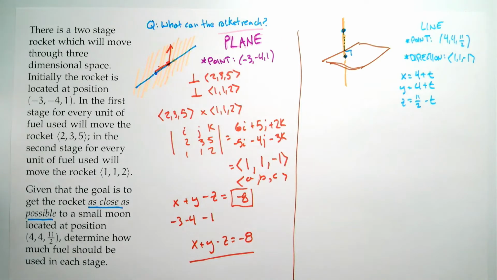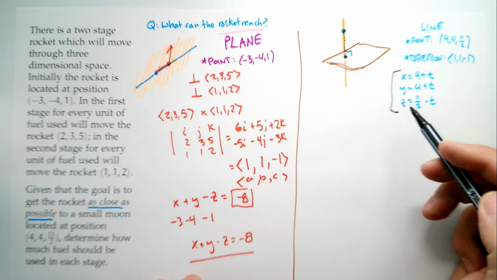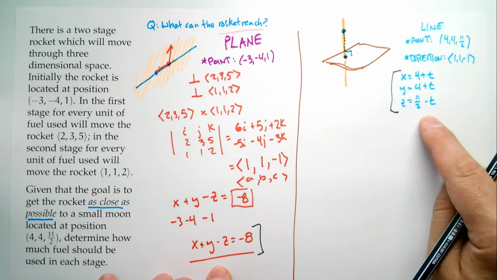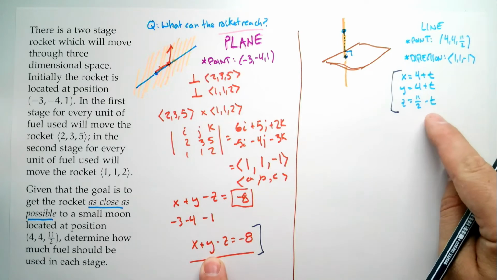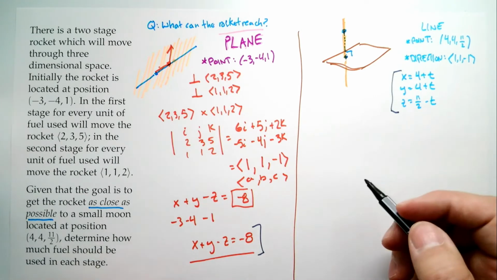But I don't need the line. What I need is the point of intersection. So I need something which satisfies both. It's on the line and it's in the plane. So I have to combine these two things together. So what's the way to do that? Well, the answer is plug x, y, z into this equation. Because what you're really after is you just need to know at what value for t do you hit. All right, so we plug that in.